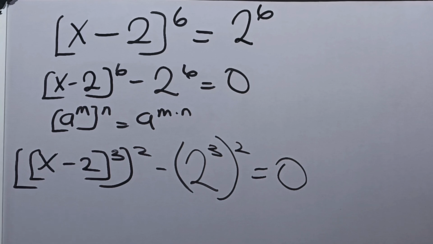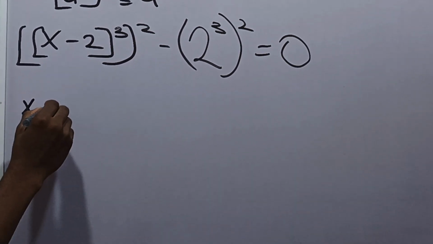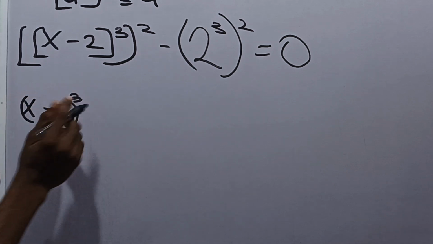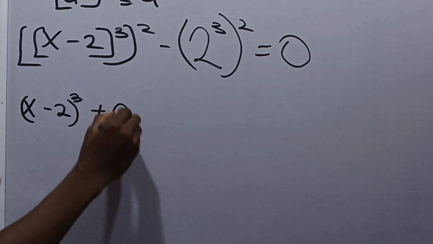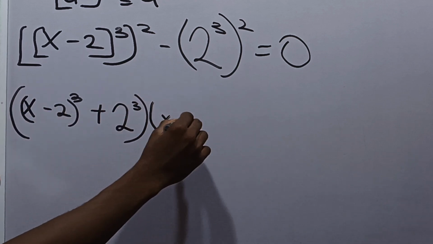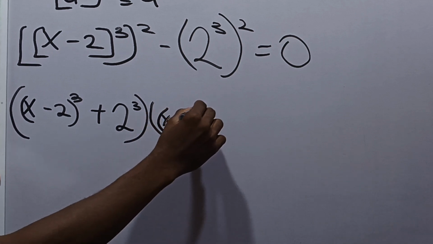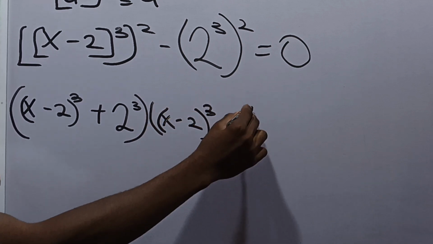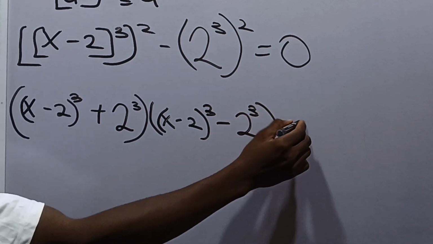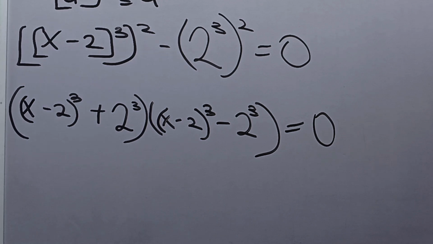Okay? Now looking at this, we now have a difference of two squares. So we have this squared minus this squared. And from the difference of two squares, this becomes equal to (x − 2)^3 + 2^3, okay, this is a plus, multiplied by (x − 2)^3 − 2^3. Okay, and this is b. And this is equal to 0. Okay, so this follows from the difference of two squares.